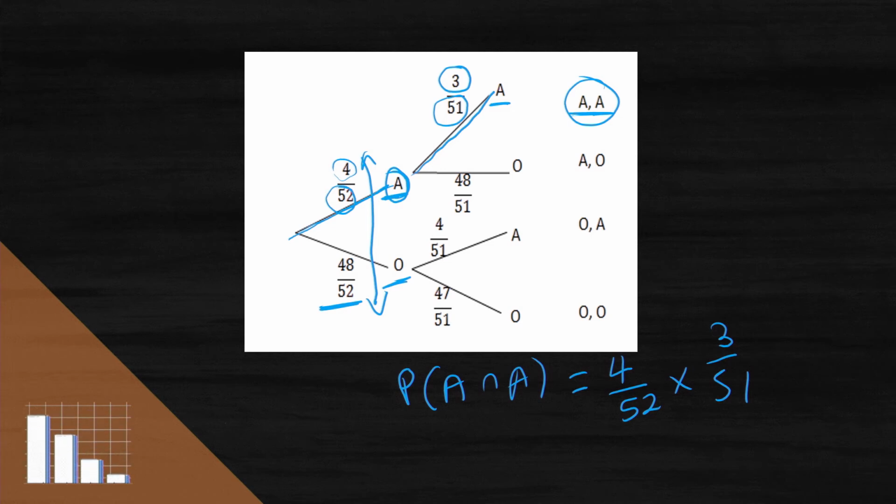Okay, similarly, if we say 1 minus 3 over 51, that will tell me that there are 48 over 51 other cards that he could draw. So if I've already taken an ace out, that means I've only got 51 cards left to choose from. And then if we say 51 minus 3, that will tell me how many other cards there are to choose from. So it's 48 over 51.